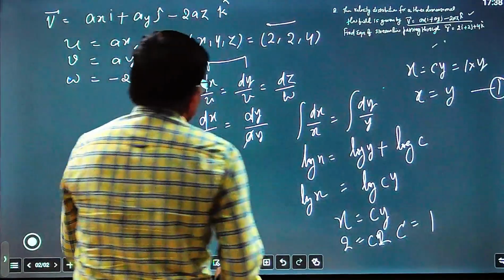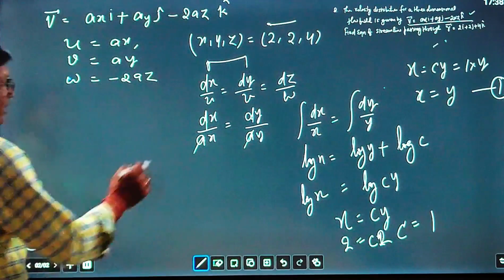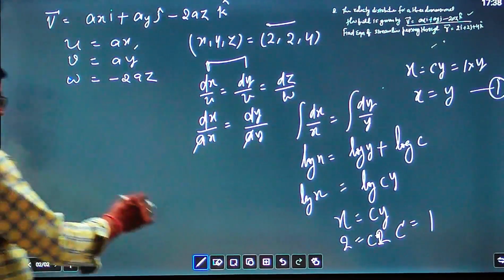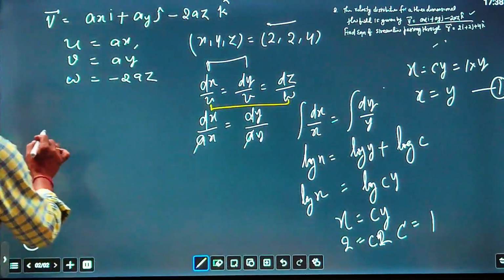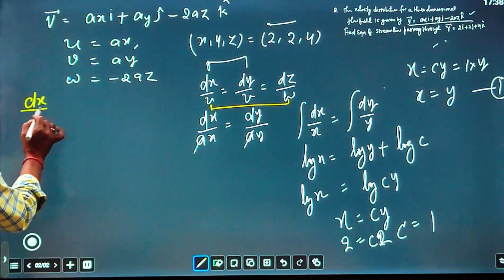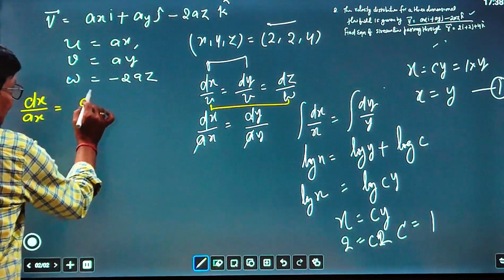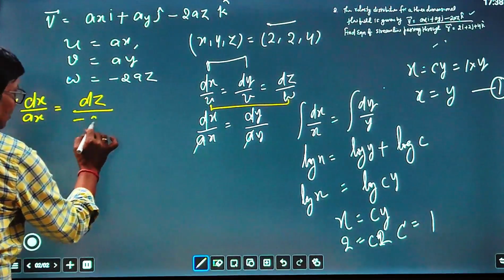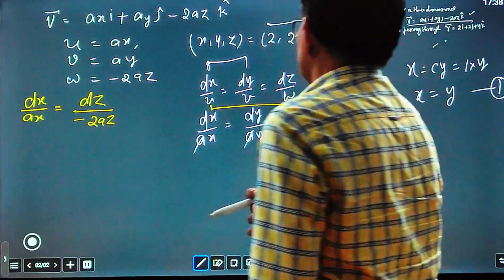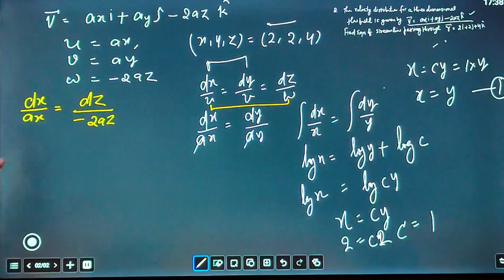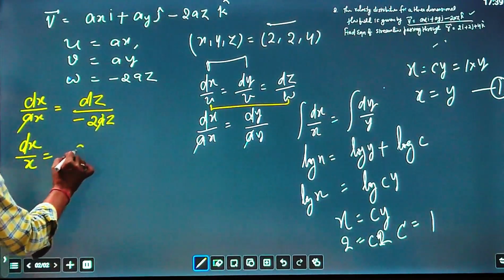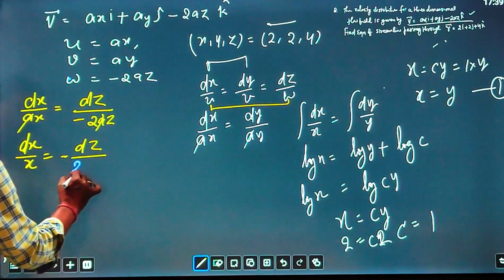Now choosing the second combination, first and third: dx upon ax equal to dz upon minus 2az, because w equal to minus 2az. Now we remove a and a. So again taking integration, dx by x equal to dz upon minus 2z.